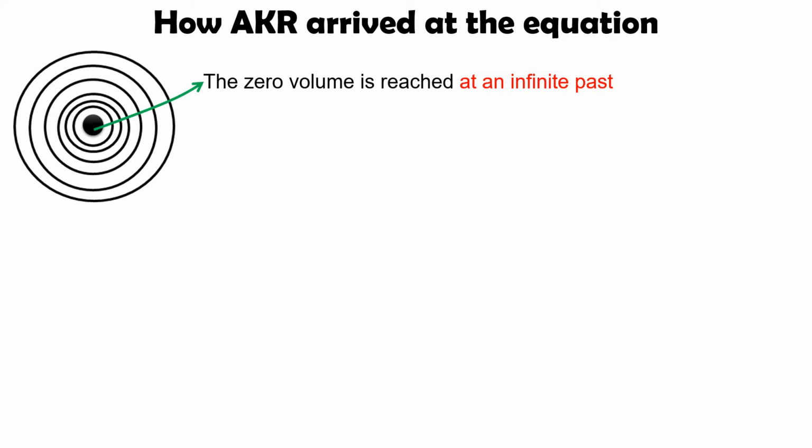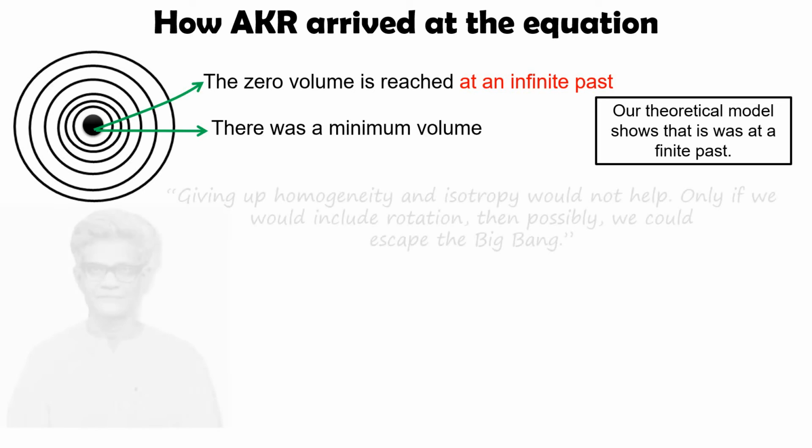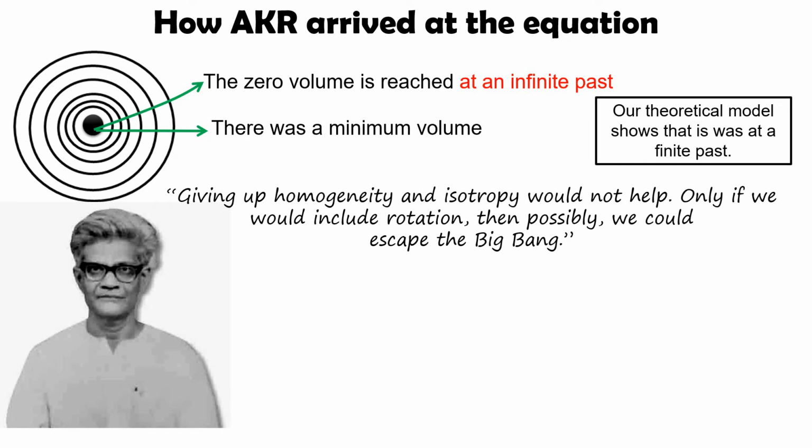We don't deal with infinities anymore. The second is that there was a minimum volume. If we get something which has shrunk further but has a minimum volume, we can do the computations. But what our theoretical calculation shows is that it was at a finite past. That means there is no infinite past. And here comes AKR's brilliant introspection: giving up homogeneity and isotropy would not help. Only if we include rotation could we possibly escape the Big Bang.